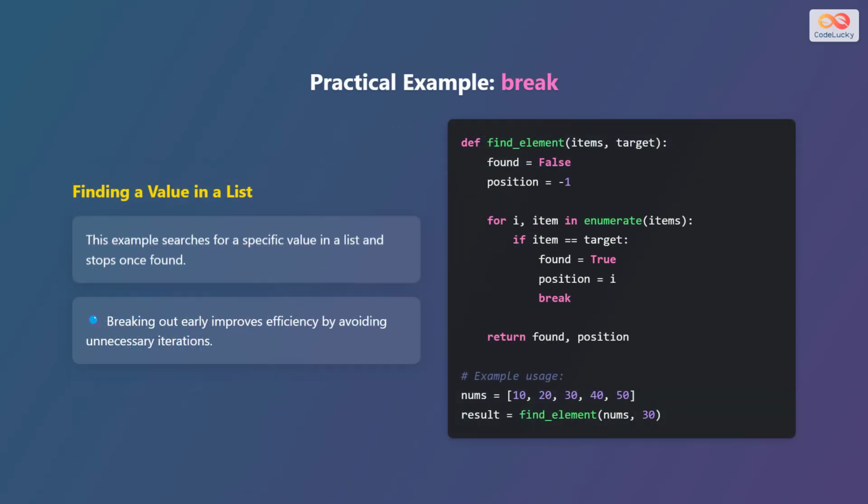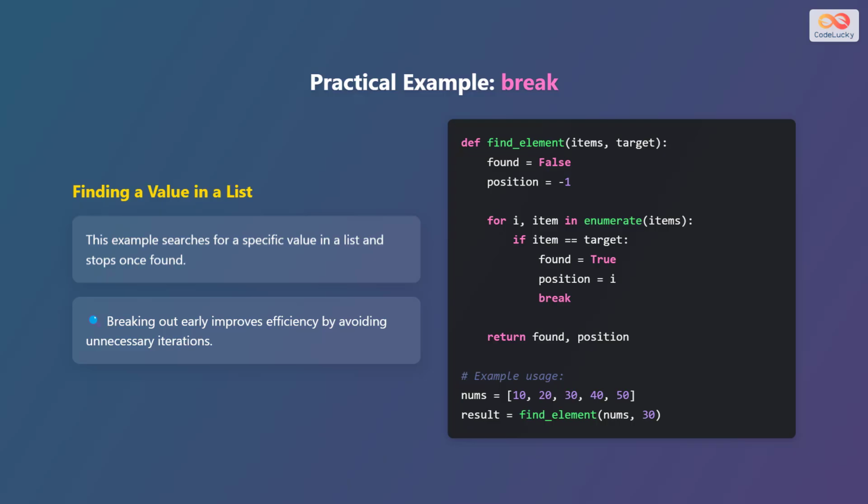Here's a practical example of using break. In this case, finding a value in a list. This example searches for a specific value in a list and stops once found. Breaking out early improves efficiency by avoiding unnecessary iterations.